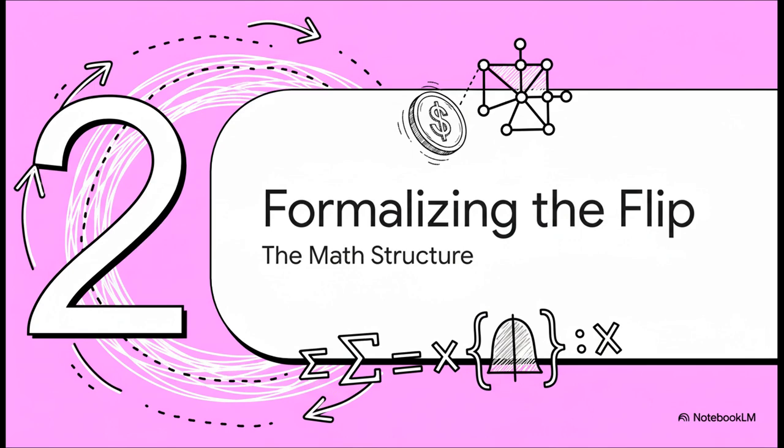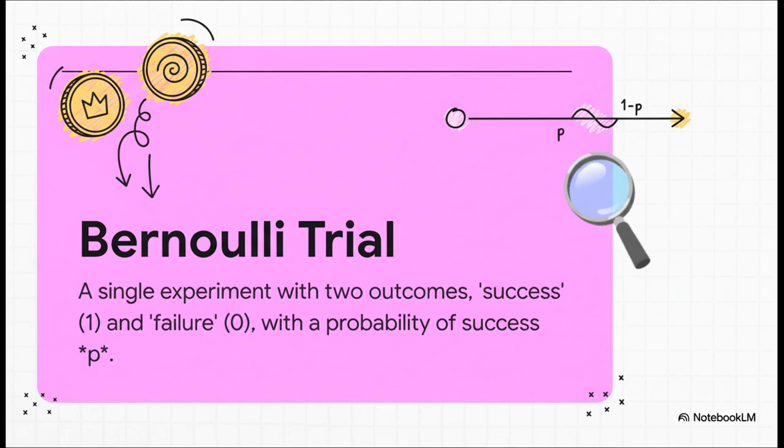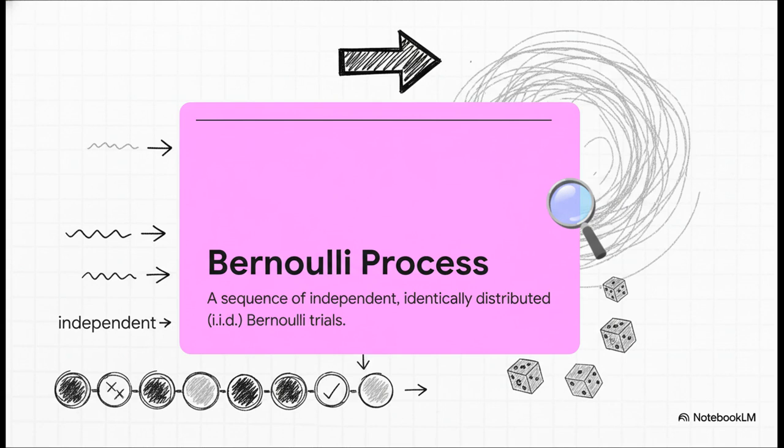All right, so we've got the analogy down. Now let's get a bit more formal and actually build the mathematical object that represents this. Everything starts with one single event. We call this a Bernoulli trial. Think of it as just one toss of the coin. It's a single experiment with only two outcomes, and it's all governed by a single number, the parameter p, which is simply the probability of getting a success. And the Bernoulli process itself? Well, that's just what you get when you string a whole bunch of these trials together in a sequence.